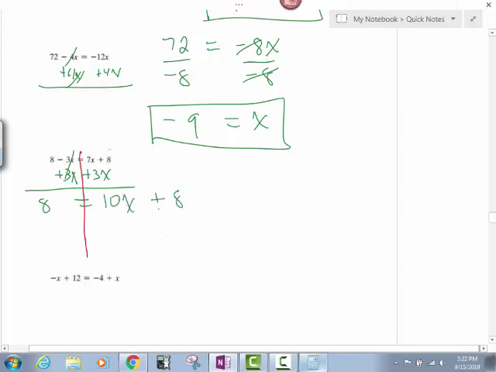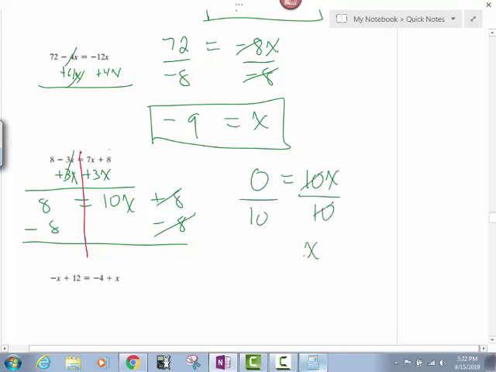Okay. Now, I have the x here by itself. I need to move that 8 over there to get rid of it. So I'm going to go minus 8 here and minus 8 here. Let's see. 8 minus 8 is 0 equals 10x. So when we divide both sides by the number 10, well, we still get 0, right?